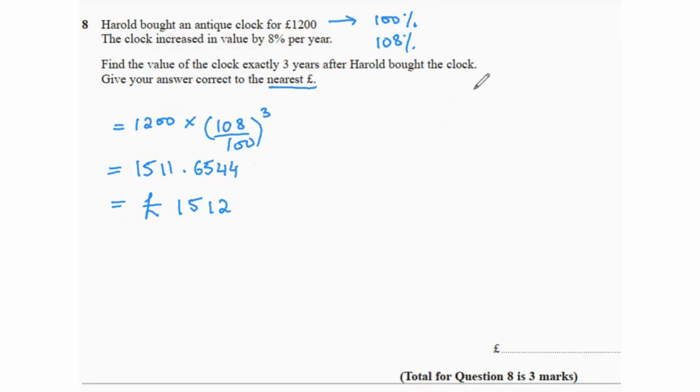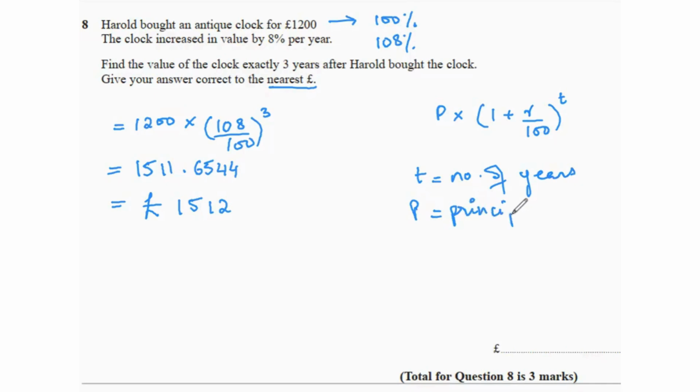So to summarize it, the formula we're using is principal amount times 1 plus the rate of interest over 100 to the power of t. T is your number of years. P is your principal amount, or you can even call it initial amount. That's easier to remember. And R is your either rate of interest based on what the question is, or it's the percentage at which the value is increasing or decreasing. So these are what the variables stand for.